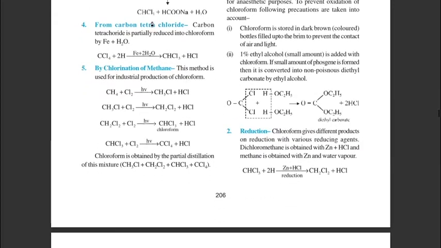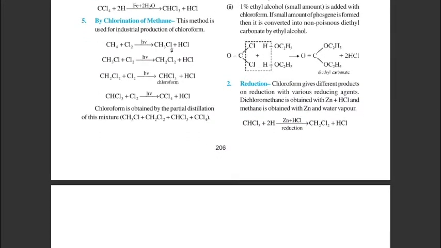Fourth is from carbon tetrachloride. When carbon tetrachloride is partially reduced in presence of iron and water, then chloroform is obtained. Next method, by chlorination of methane. When methane is treated with chlorine in presence of sunlight or radiations, then one by one all the hydrogen atoms of methane are replaced by chlorine and at last we get chloroform. But this method is not considered a good method, as in this case we get a mixture of alkyl halides.